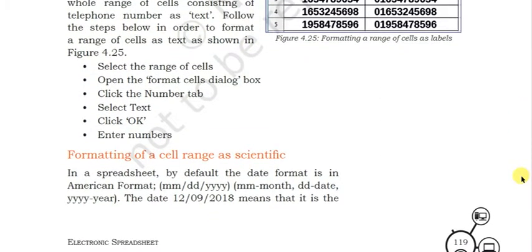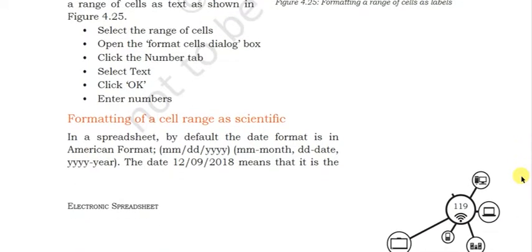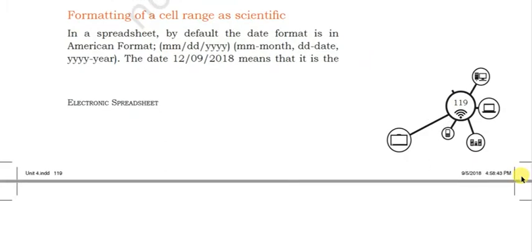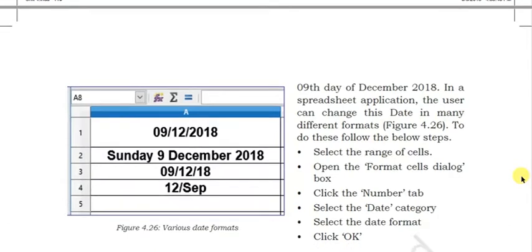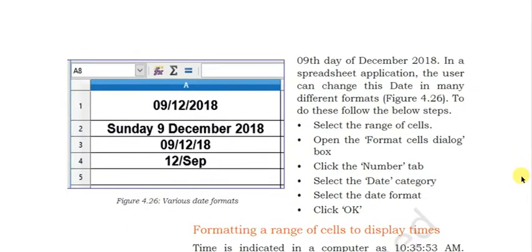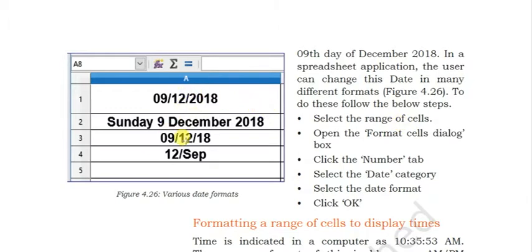Next is to format a cell range as scientific notation. In a spreadsheet, by default, the date format is in MMDDYY, that is month, date, year in 4 digit YYYY. So this can be changed in many formats. These are some formats. You can change this date to any type of format. What you will do is same, select the cell, format option, then you will go to the number tab, then in that you will go to date category and you will choose the correct date format you want.